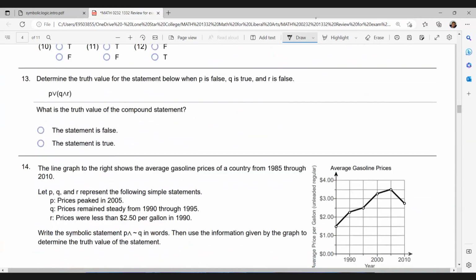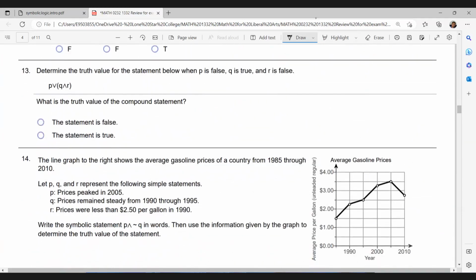Let's move on. Let's see what we got here. It says determine the truth value for the statement below when P is false. Q, okay, so P is false. Oh, I thought I wrote, okay. Q is true and R is false.